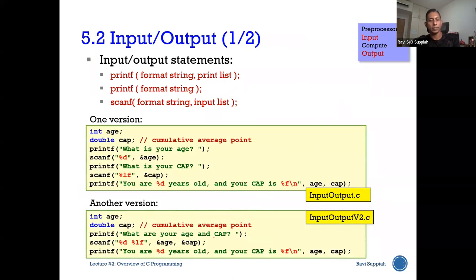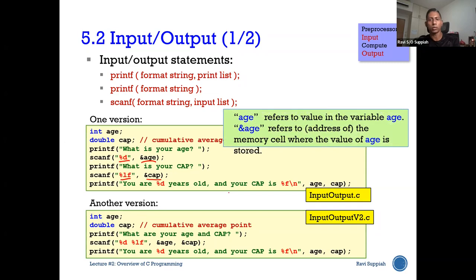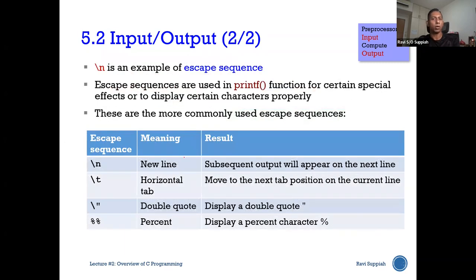Now, printf and scanf, I don't need to go through too much. Whenever you use scanf, you need to make sure you put the correct format specifier here, and then the variable that you want. These are things that you should know from your C++ exposure. These are all the escape sequences, the slash n, slash t, and so on. Again, these are just to make the output presentable to match what you want.